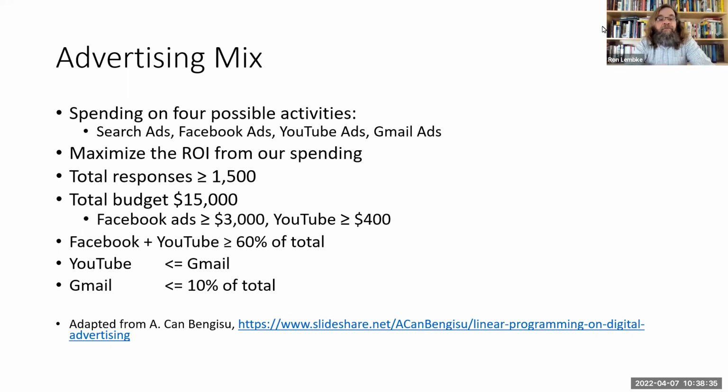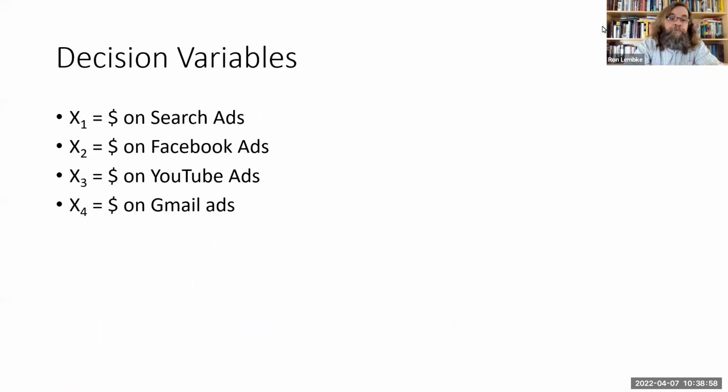They've also decided that Facebook plus YouTube should make up at least 60% of the total spending. Somebody also decided that the YouTube spending should be less than the Gmail spending, and that Gmail should be less than 10%. And this is all based somewhat on this example that I've credited there from Khan Benjisu. Probably said that wrong, I'm sorry.